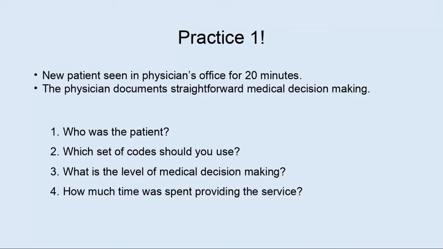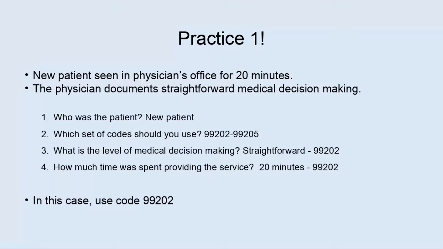Who is the patient? Which set of codes should you use? What's the level of medical decision making? How much time was spent? So who is the patient? New patient. What are the codes used for new patient? 99202 to 99205. So we know that the correct code is going to come somewhere from here. If you look at those codes, medical decision making straightforward is 99202, time 20 minutes, that's also 99202. So in this case, it's easy, straightforward, 99202.